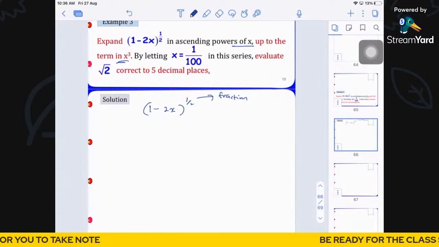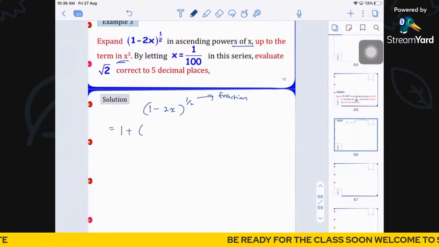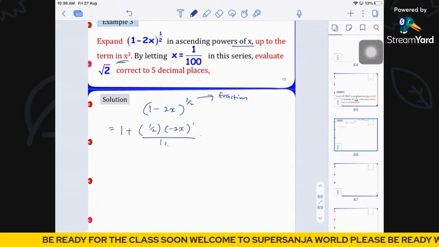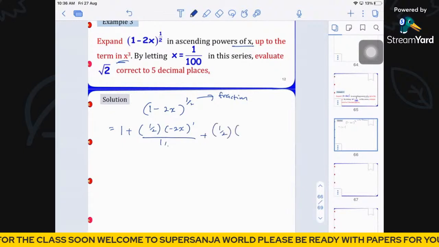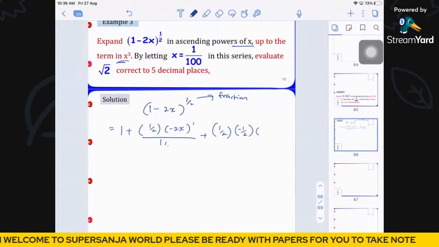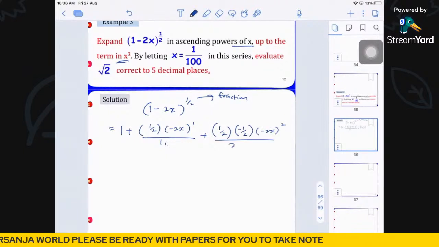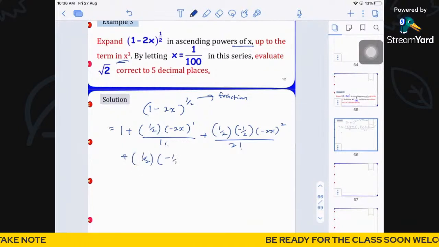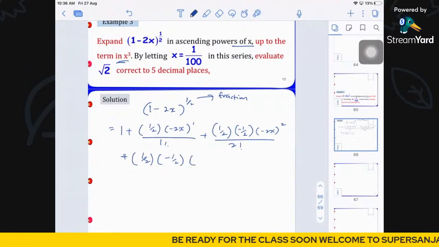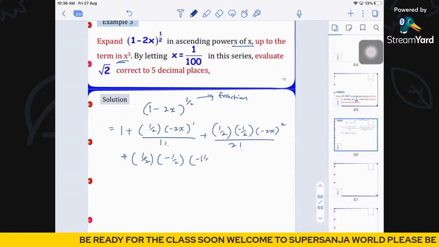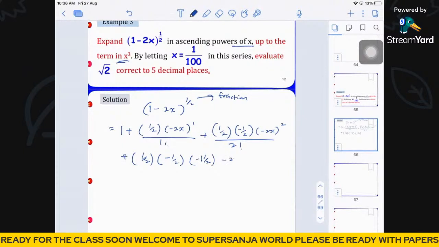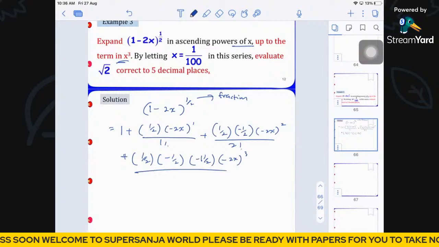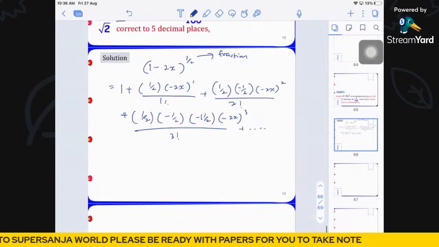No choice already. 1 plus half times negative 2x to the power of 1 over 1 factorial, plus half times (half minus 1, which is negative half) times negative 2x to the power of 2 over 2 factorial. Oh, up to x cubed, so no choice, we have to expand some more: half times negative 1 over 2, then half minus 2, which becomes negative 1.5, times negative 2x to the power of 3 over 3 factorial, plus dot dot dot.